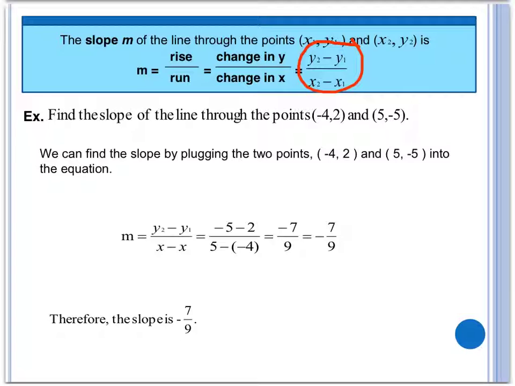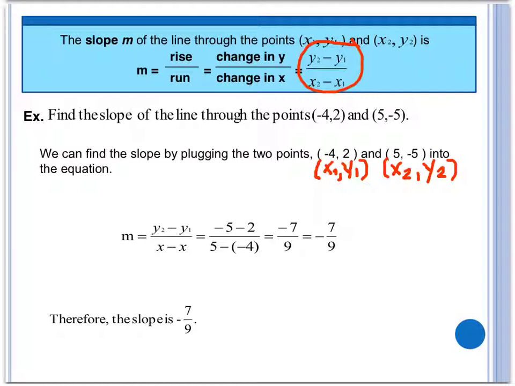Let's do an example. It says find the slope of the line through the points (-4, 2) and (5, -5). We can find the slope by plugging the 2 points into the equation. But first, let's label each point with x sub 1, y sub 1, and x sub 2, y sub 2. So our first point will be x sub 1, y sub 1, and the second point will be our x sub 2, y sub 2.